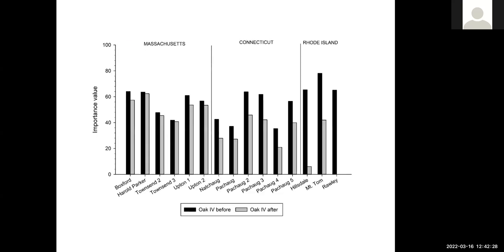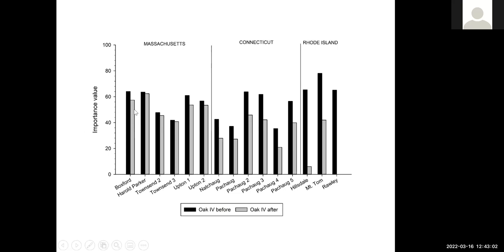I think about importance value a lot when I do this type of work. And for me, that's the average of relative basal area and relative stem density. It allows me to think a little bit about structure and composition change. So for this figure, importance values are on the Y, and the black bar is oak importance value before the defoliation events happened, and then oak importance value after. So after the defoliation went through, we removed the mortality.